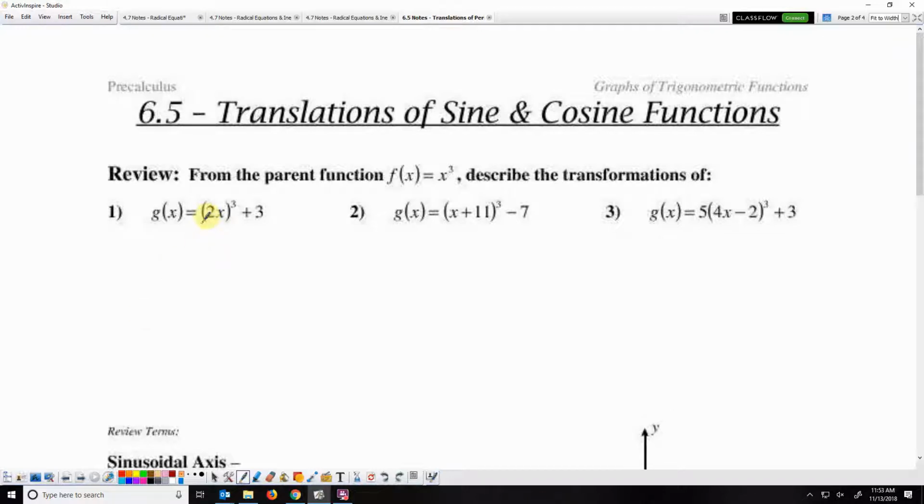So first thing we look for in transformations is if something happens inside of the function. Here's the function, x cubed. Here, there's a 2 happening inside of it. That means it is horizontal. And since it is multiplied, it is a dilation. So the first thing that happens here is a horizontal dilation by 1/2. Then outside the function, there's a plus 3, so this will shift up 3.